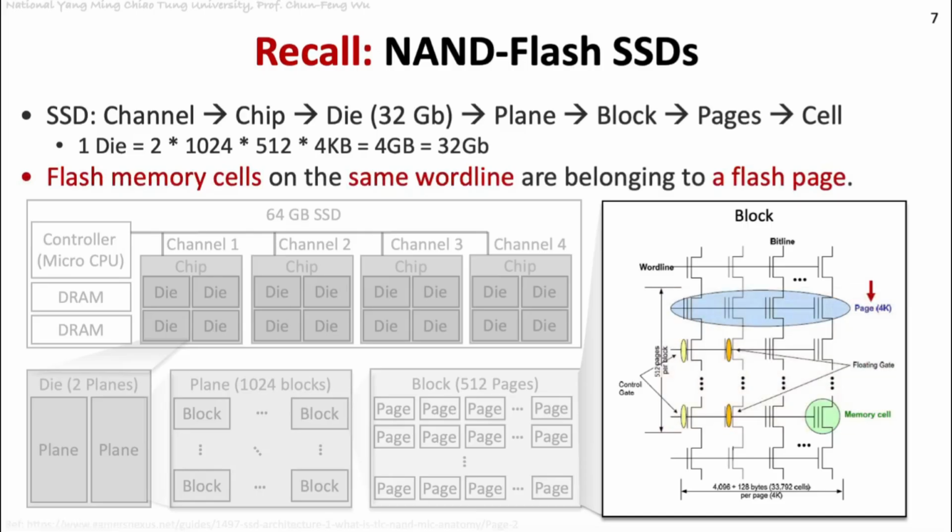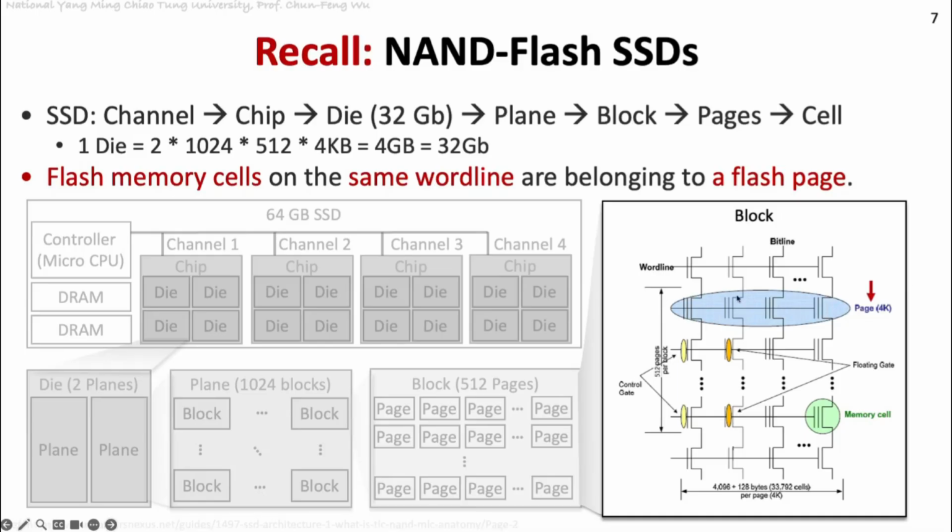A page is a lot of memory cells that are chained by the word line. Usually we say for SSD, the page size is like 4 kilobytes. So it means we will have 2,000 or 4,000 memory cells chained by the word line. It depends on whether it is SLC or MLC. So this is a page.